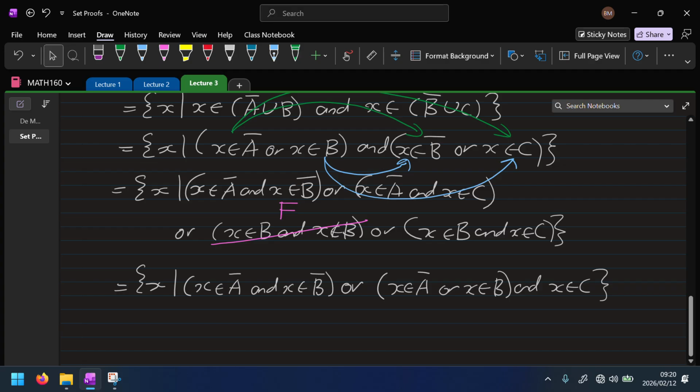Everyone see what we did there? The C here and the C there, we took out to the side here. Okay. Now, almost there. So now we just have this bracket here and this bracket here. What can we do?